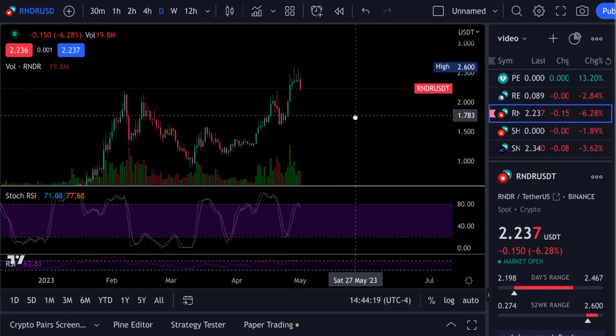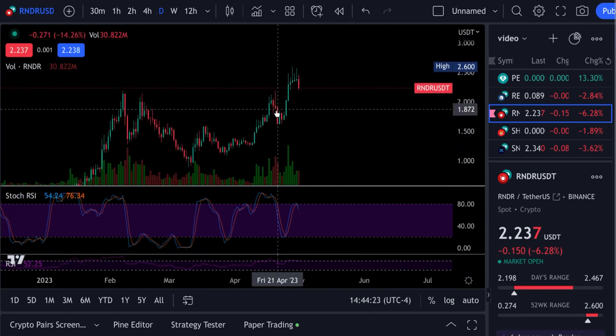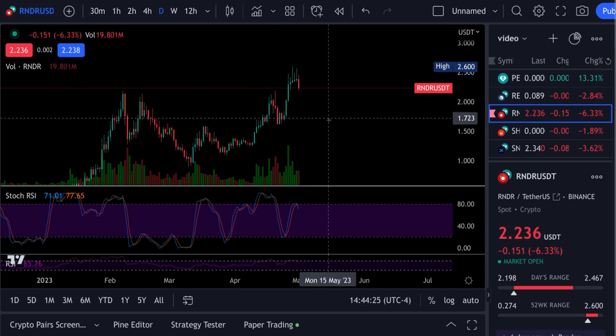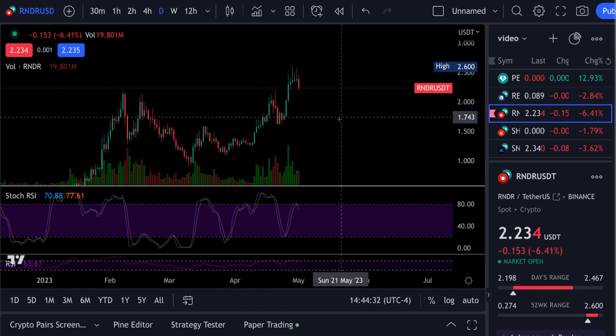Usually if this turns out to be an ABC, they come down between the 2 and the 3 wave, so this thing could come down to the $60s, $70s, $80s. It's really hard to tell until it plays out.